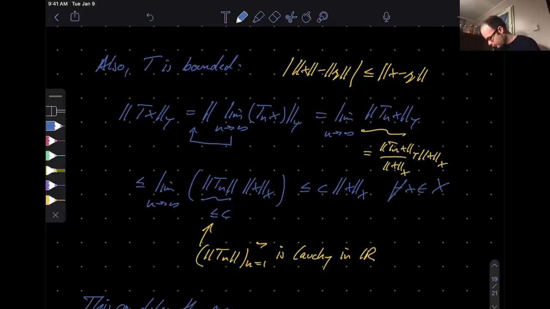The proof of the theorem. In the exercises, we will see that in general, once you drop the requirement that Y is complete, the normed space of bounded linear transformations from X to Y is not complete. We will see this in the exercises. So that requirement is essential. Okay, I will stop here. See you in the next video.